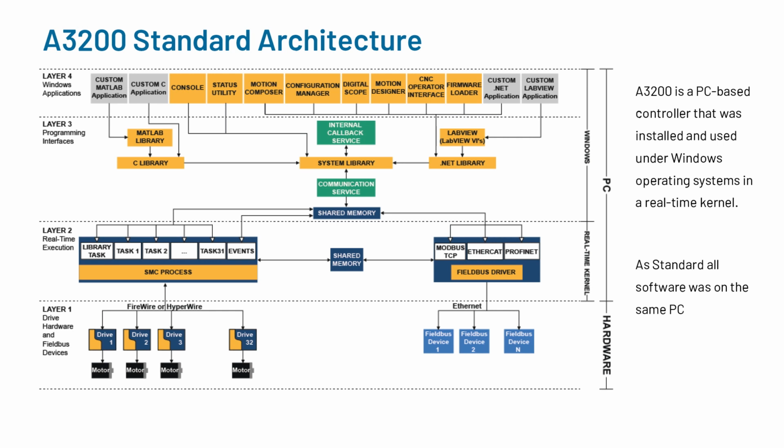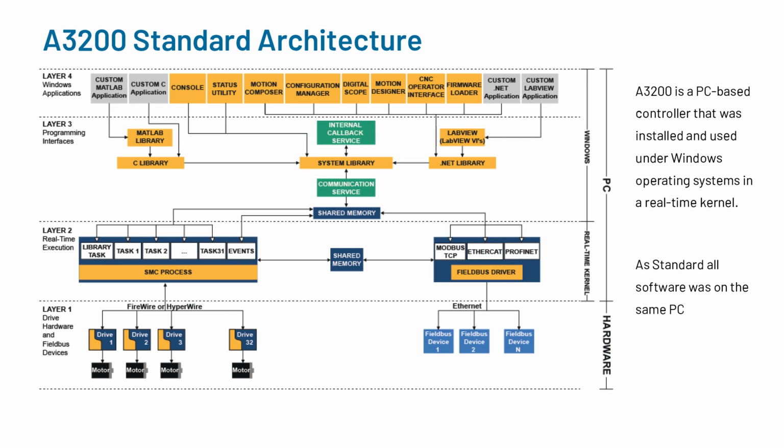As you can see from the diagram, there were a variety of layers to the whole system, and this is very similar to how Automation1 is structured. At the top level, we have the graphical user interfaces, whether they be provided by Aerotech, so Motion Composer, the Configuration Manager, Digital Scope, or provided by customized C, MATLAB, LabVIEW, and .NET applications that have been developed by our customers or by other third parties. Each of those parts would then link into the next layer down, effectively an internal callback service and a communication service.